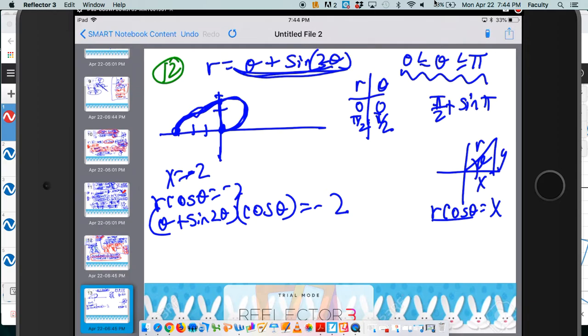And so I put all of that into my calculator, which you can actually do even in function mode. You could type it in as x plus sine of 2x times cosine of x equals -2, and do calc intersect. You really don't need polar mode, and you get 2.786.